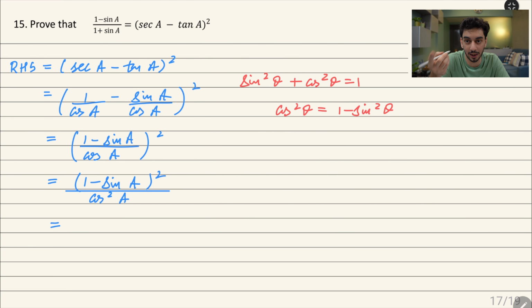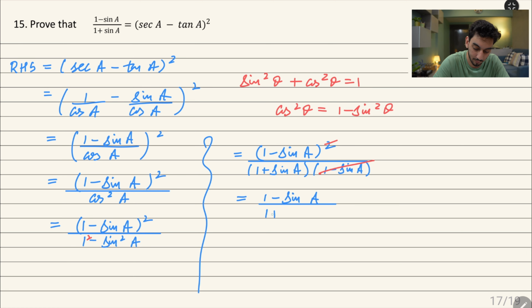Now that 1 is actually 1 squared, and I can see a difference of squares. So it is 1 minus sin A the whole square upon that 1 minus sin square A, which can be written as 1 plus sin A into 1 minus sin A, a plus b into a minus b. I can get rid of one of the 1 minus sin A's from the numerator and one from the denominator. I'm finally left with what is required, which is 1 minus sin A upon 1 plus sin A. And that's it. That is my answer.